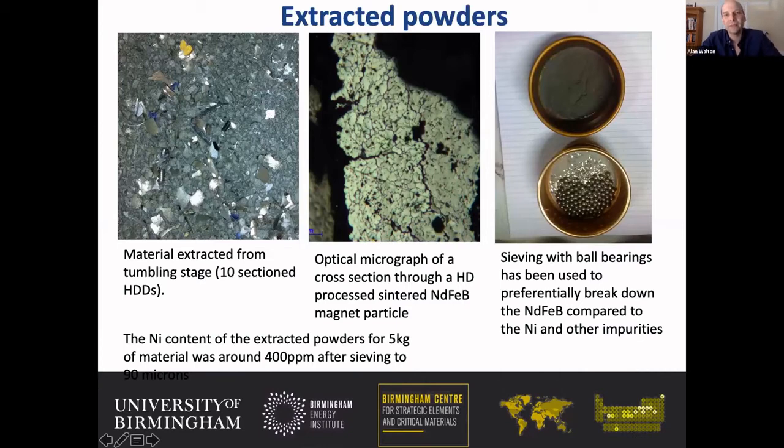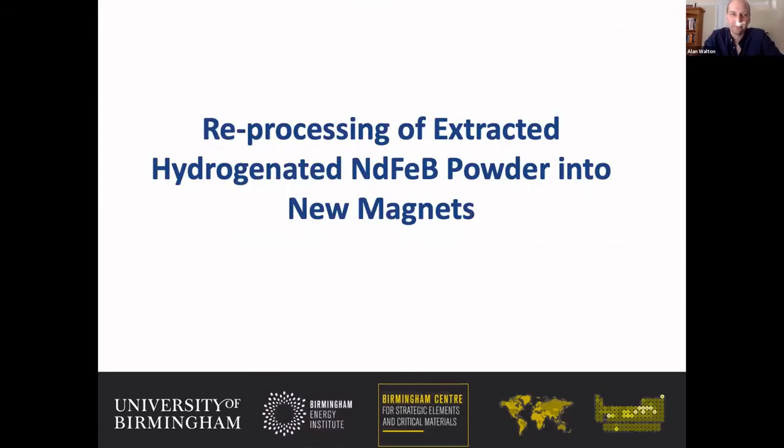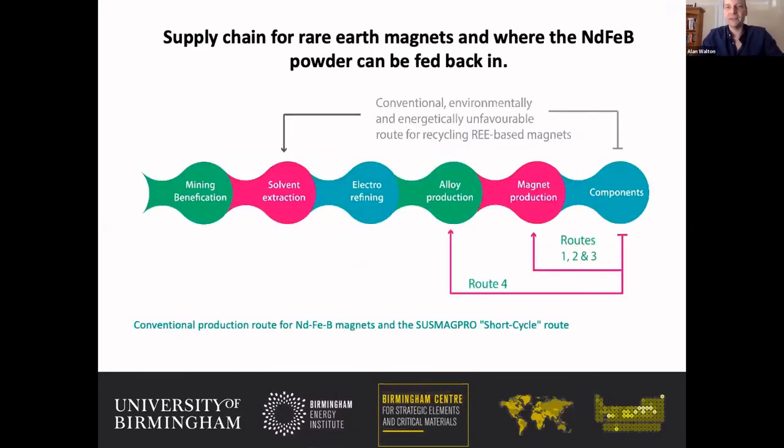But because the powder is so brittle, because it's got hydrogen inside it, we can sieve that down to 90 microns, and only the magnet powder will actually mill down. It breaks apart much faster than the other components. And in essence, what we end up with is an alloy powder, very high purity, and it's of a purity where I can literally remanufacture a magnet from that alloy powder. And there's lots and lots of ways you can remanufacture that powder. I'm just going to describe one of them at the end of this talk.